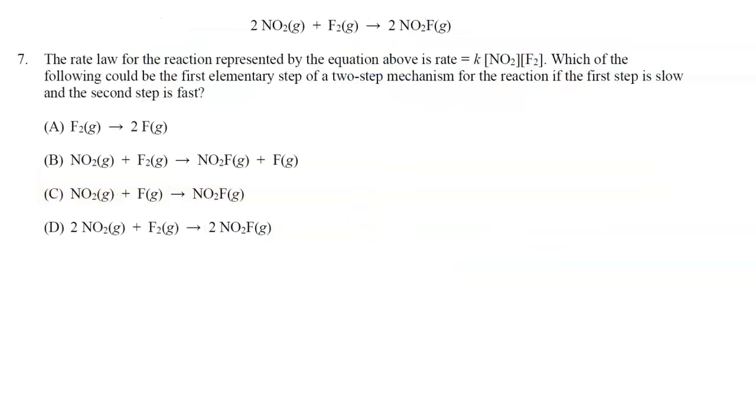Now let's take a look at question 7. In question 7, it says, the rate law for the reaction represented by the equation above is rate equals K times concentration of NO2 times concentration of F2. Which of the following could be the first elementary step of a two-step mechanism for the reaction if the first step is slow and the second step is fast?